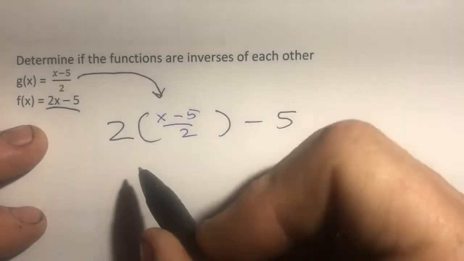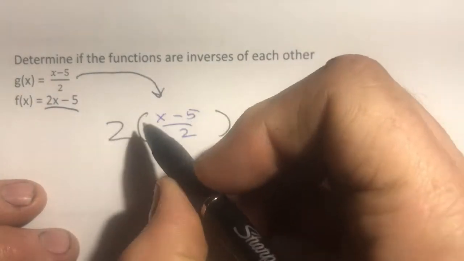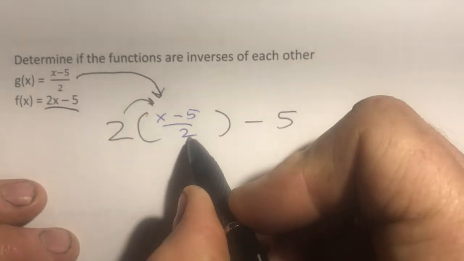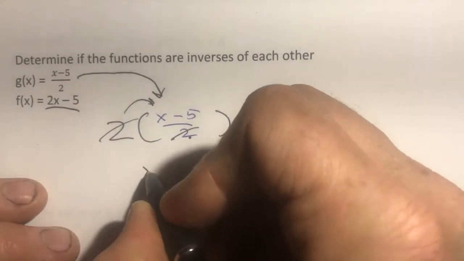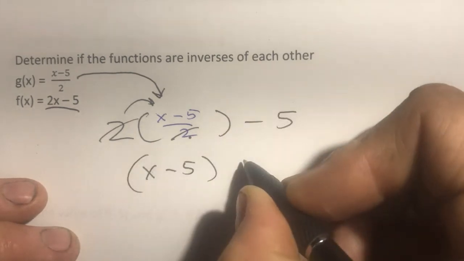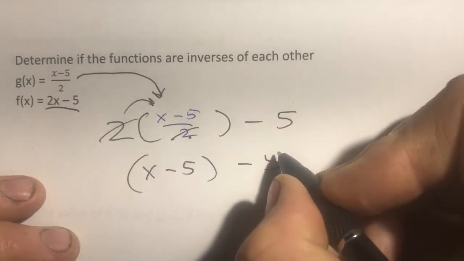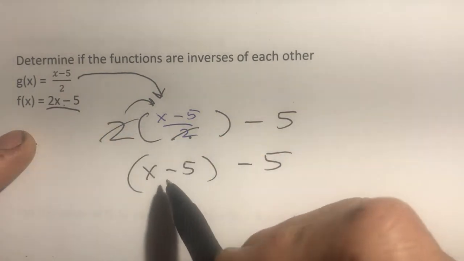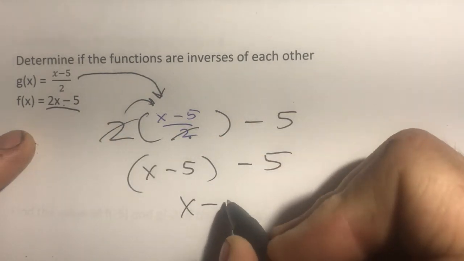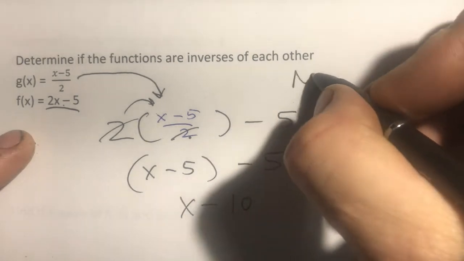Okay. Now when I distribute my 2 here, when I multiply it here, there's a 2 dividing, so they'll just cancel each other. So that means I have x minus 5 in here. Minus 5. Oh, this was a minus 5. So look here, this is x minus 10. So no, they're not inverses.